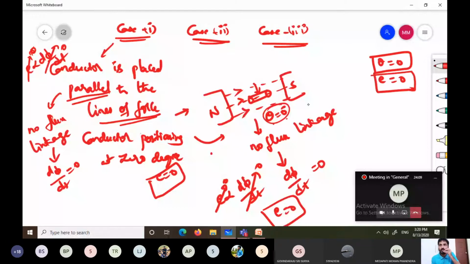Now see the second case. The conductor is rotating 90 degrees, perpendicular to the magnetic field.